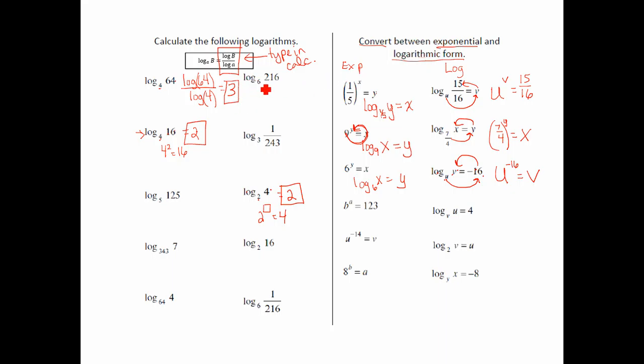What about this one? Log base 6 of 216. What about this one? Log base 3 of 1/243. Log base 5 of 125. All of these, if you can't think of what they are, you can turn to your calculator and ask. I'm just going to work down this column here. What about log base 5 of 125? Well, let's type this in our calculator and ask.